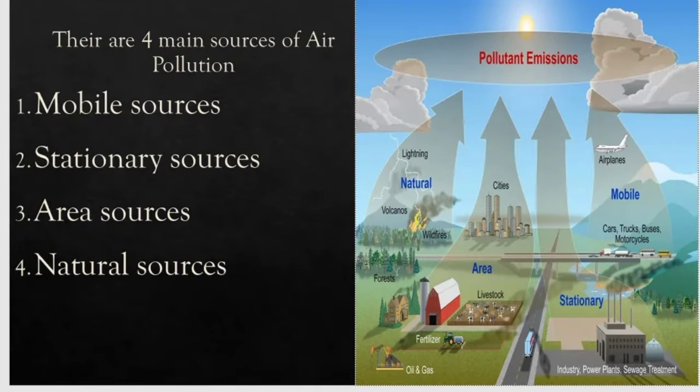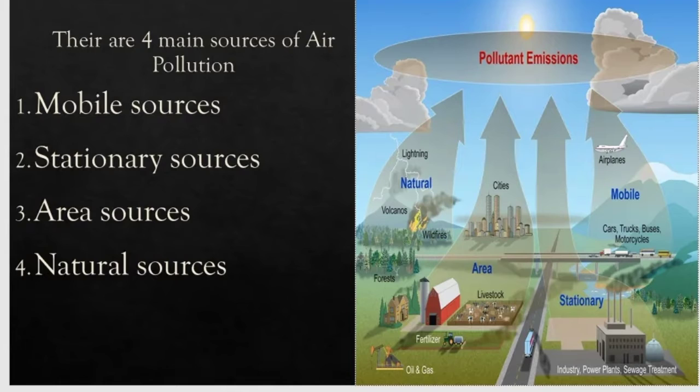There are four main sources of air pollution. Number one, mobile sources, such as cars, buses, planes, trucks, and trains. This is the pollution that includes any pollution emitted by vehicles.